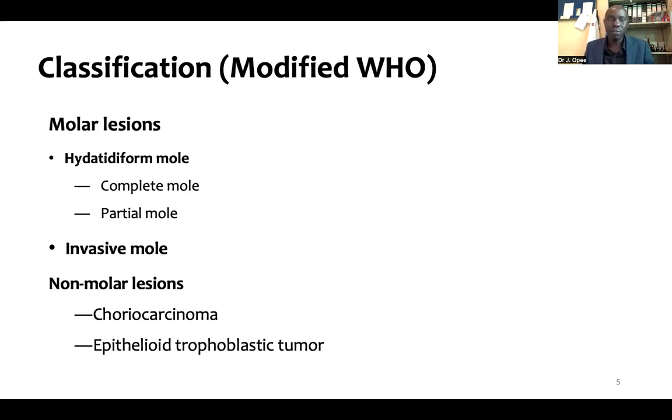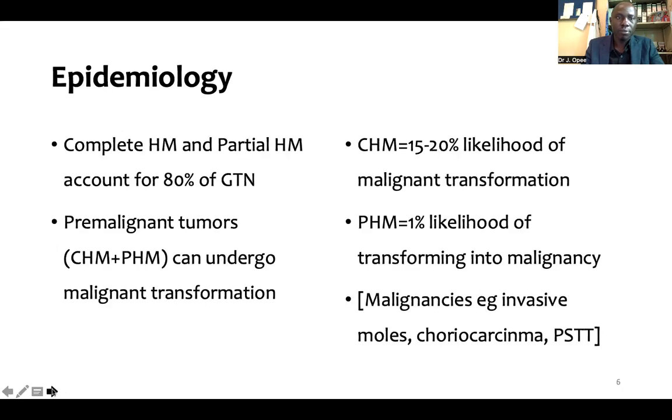It's called partial mole. So it's something that you should note. In examinations, many people like writing complete mole, complete hydatidiform mole, and incomplete hydatidiform mole. And yet I'm talking about partial hydatidiform mole and complete hydatidiform mole. So note this very, very well. Now, the non-molar lesions include choriocarcinoma and epithelioid trophoblastic tumor. Yes, these are the ones that are known as non-molar lesions.